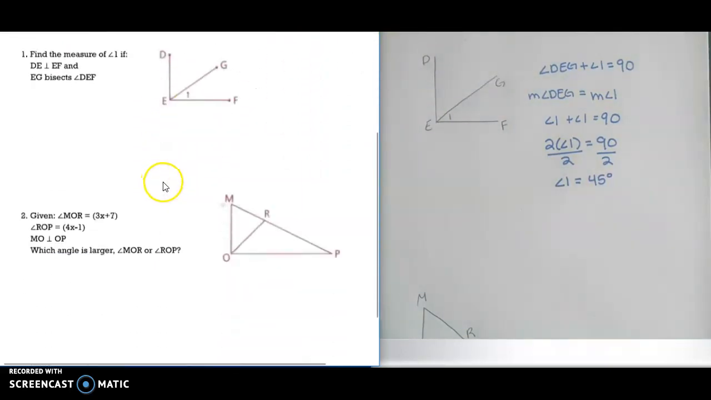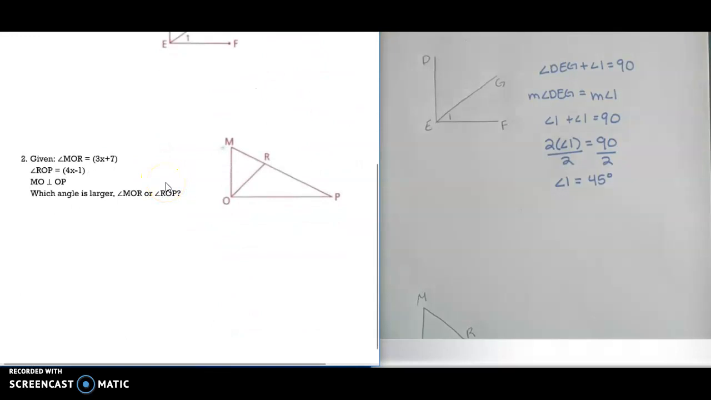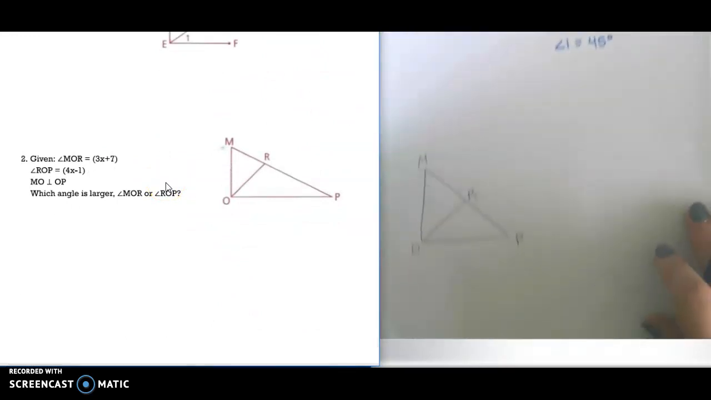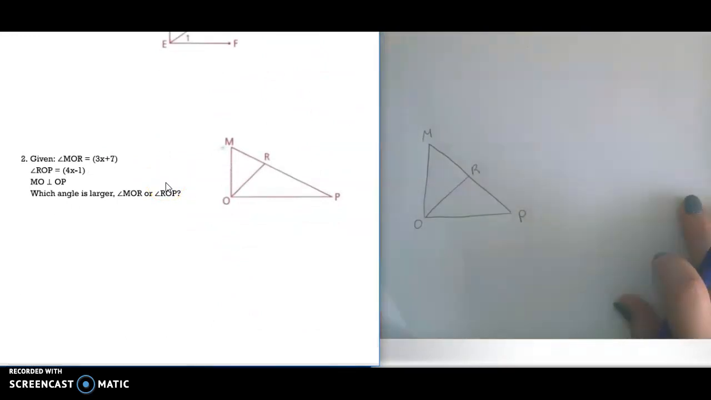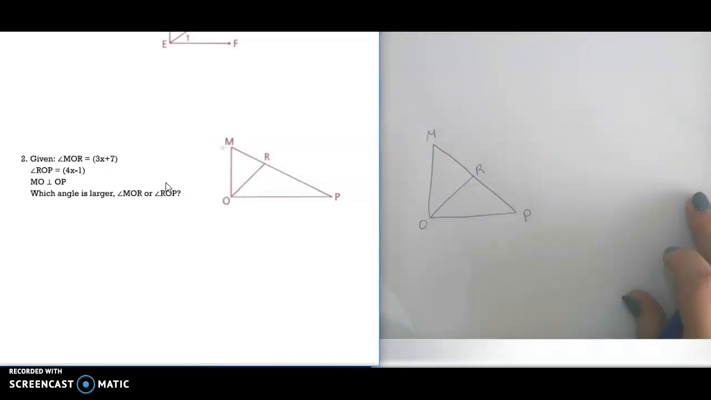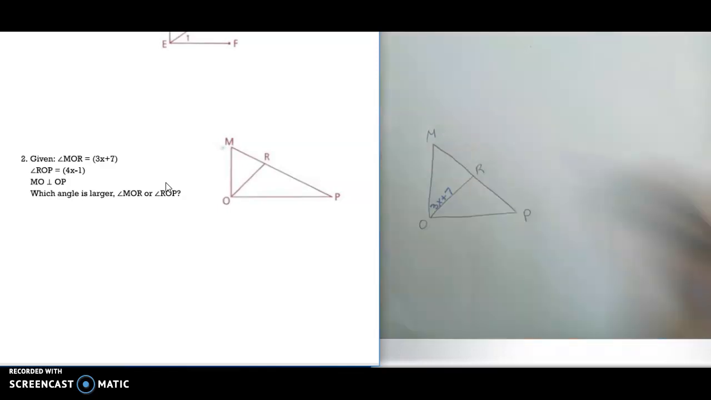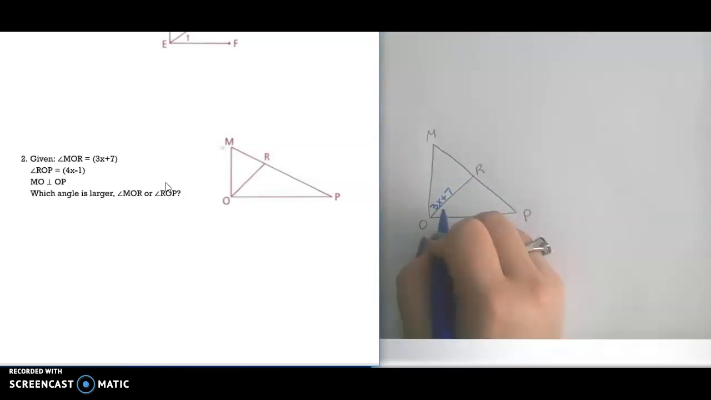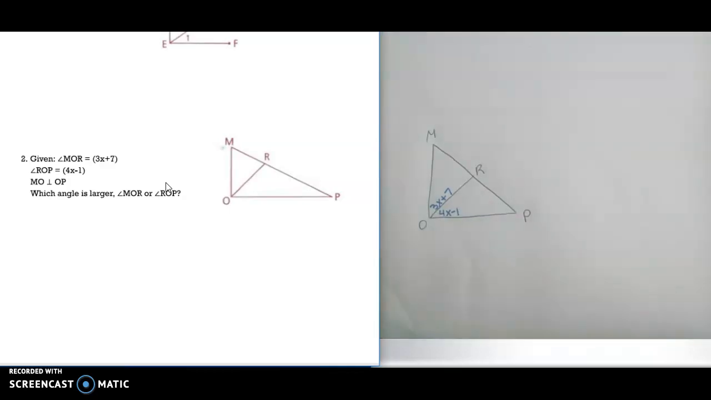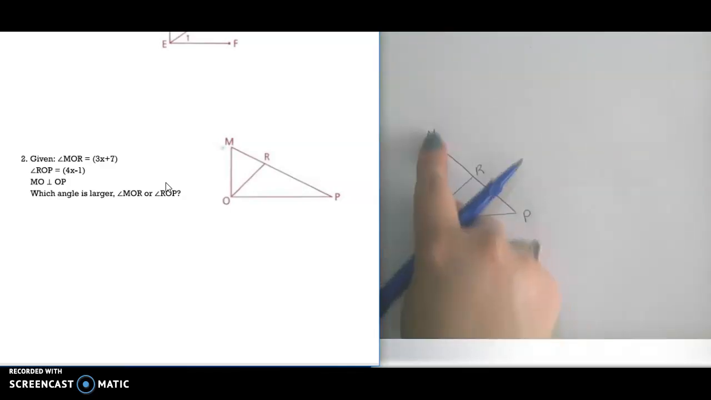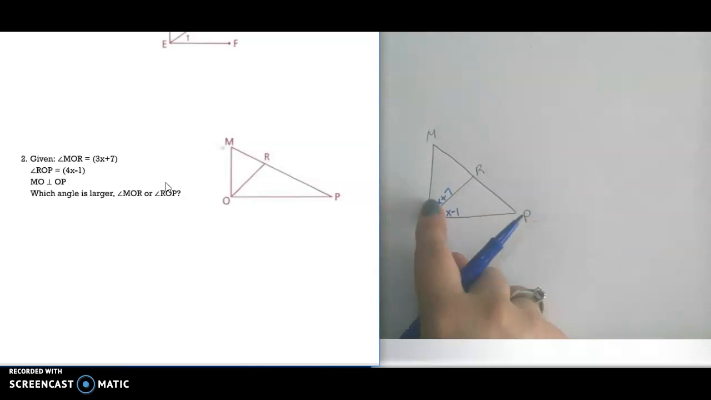All right, let's do one more problem. Here on number 2, we're given a triangle, and I'm told, let me turn on the light so you can see it better, I'm told that angle MOR is 3x plus 7 in measure, and then I'm told that angle ROP is 4x minus 1 in measure, and I'm told that MO is perpendicular, remember that symbol means perpendicular, to OP. So MO is perpendicular to OP, so this makes a right angle.